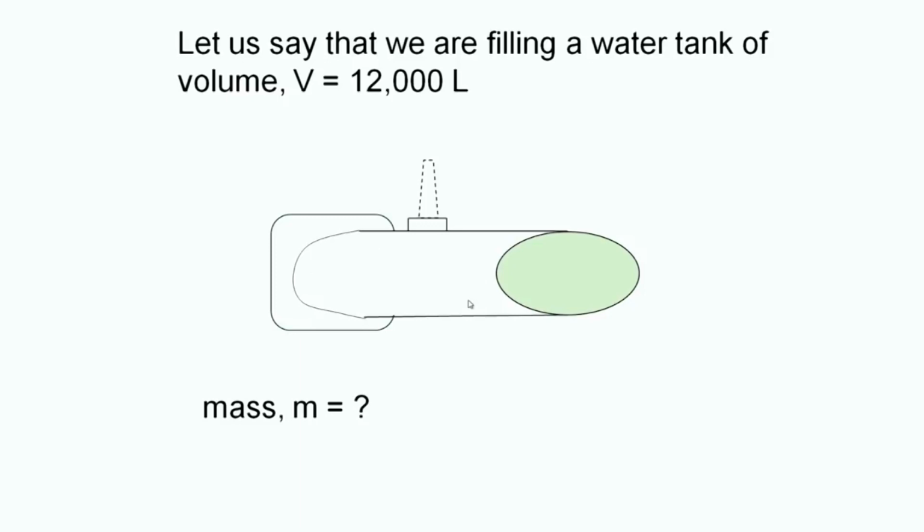All of you know that if we know the density, we can find out the mass of the water in the tank, and the mass happens to be 12,000 kg because the density of water is 1 gram per cc, or 1000 kilogram per meter cubed, 1 kilogram per liter, and therefore, 12,000 liters comes out to be 12,000 kg.